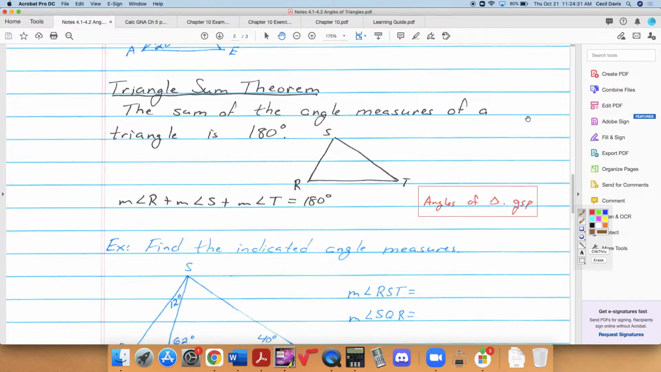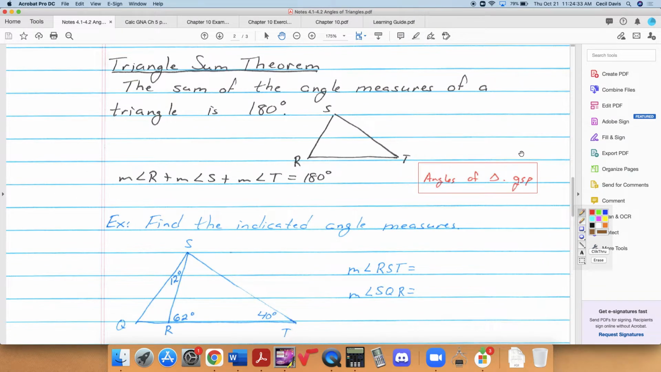All right. So the triangle sum theorem, I think all of you know this already. We just talked about it. The angles in a triangle have to add up to 180. Do you know why? Because math said so. It's a postulate.